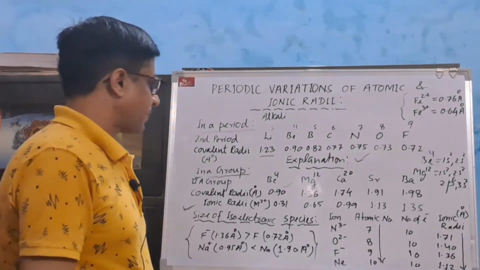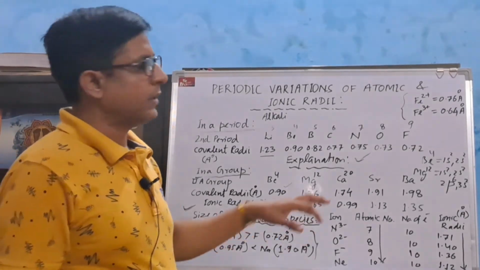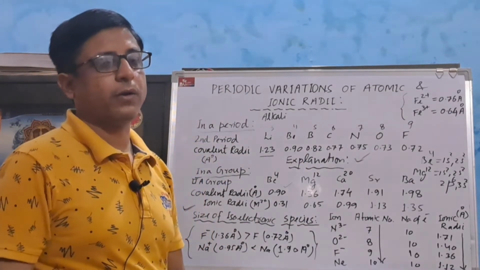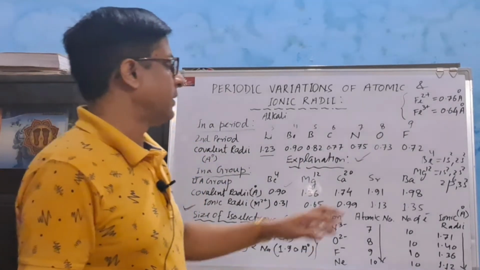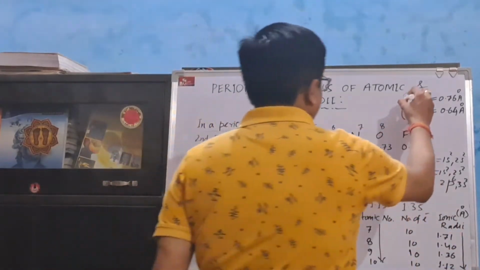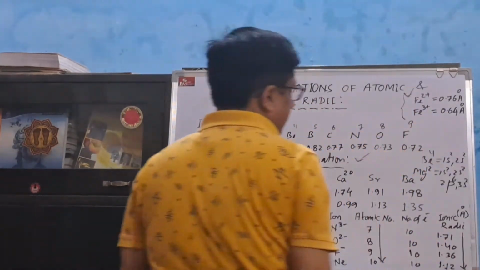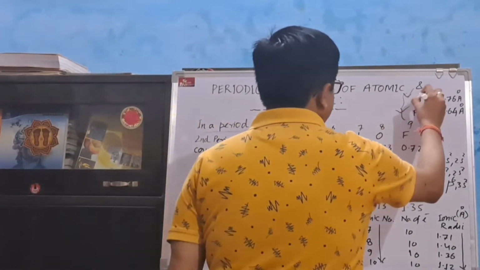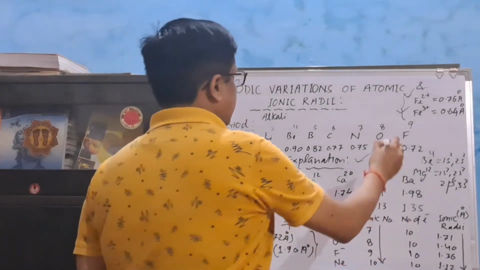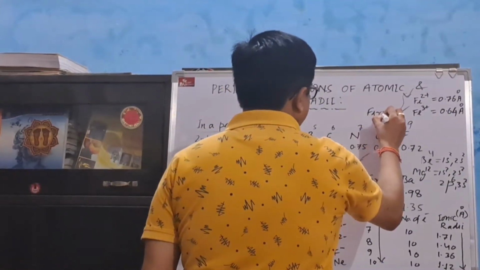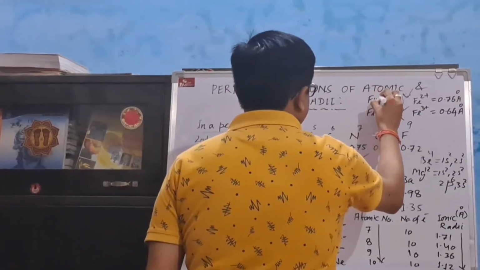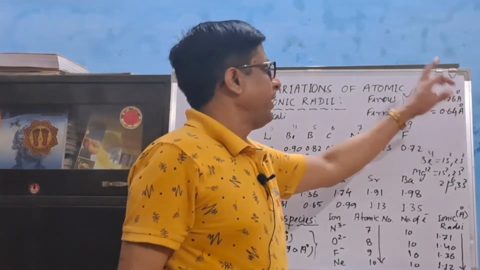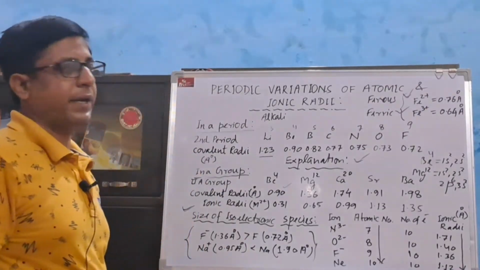Next is the size of cations, size of the same cation having different oxidation states. For example, if we take iron, iron is present in plus 2 oxidation state, also in plus 3 oxidation state. Fe2+ is known as ferrous ion and Fe3+ is called ferric ion. Thus we see that the size of ferrous ion is larger than the ferric ion.